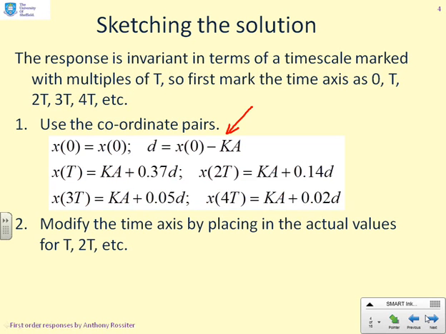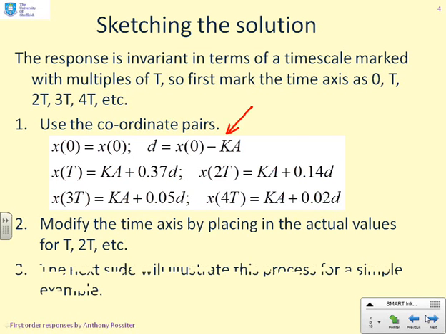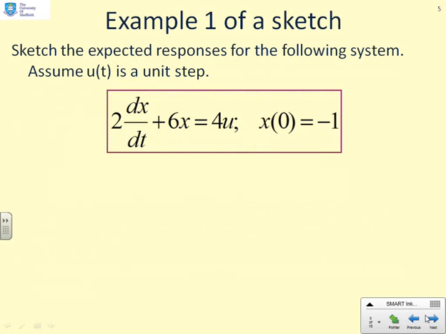Having done our sketch using capital T as the horizontal axis, we can always then scrub out the capital T and put in the actual values of time. Okay, so the next slide will illustrate this process using a very simple example. So here we go. We've got an example, 2 dx/dt plus 6x equals 4u, and the initial condition x of 0 equals minus 1.